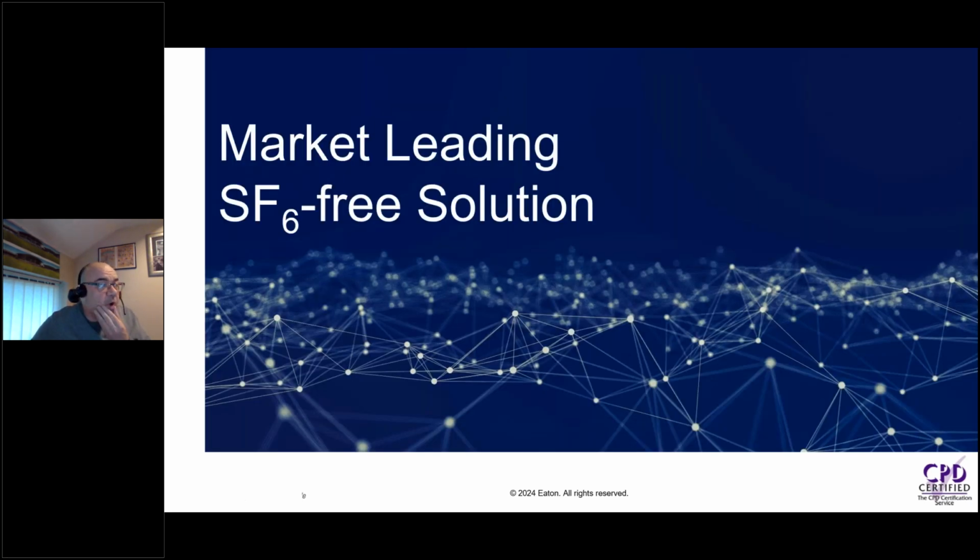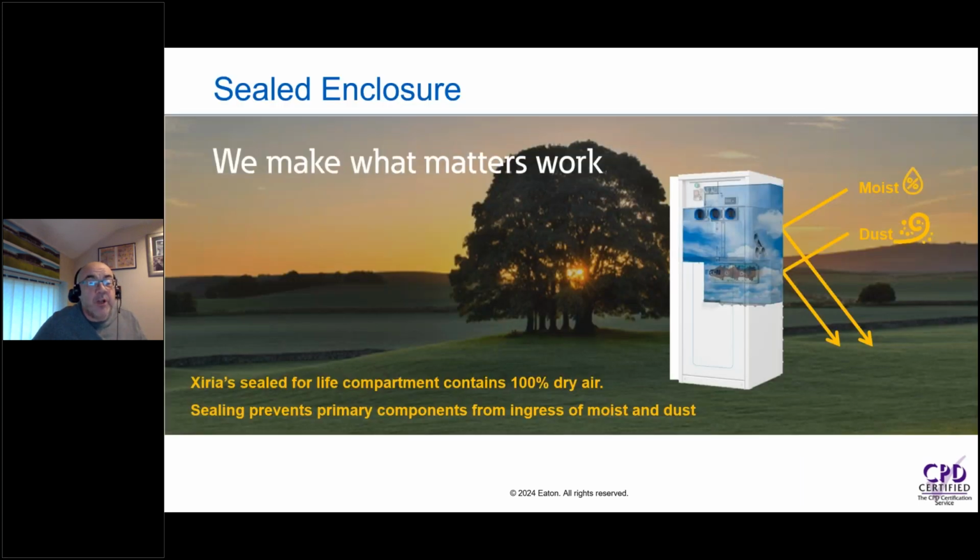So if we take a look at what it might look like at a product level, here we've got a system. This is a system for use on networks up to 24 kV, rated up to 630 amp, and fault levels up to 21 kA. This system uses a seal for life tank, where all the primary switching parts, all the primary mechanisms are in a seal for life tank.